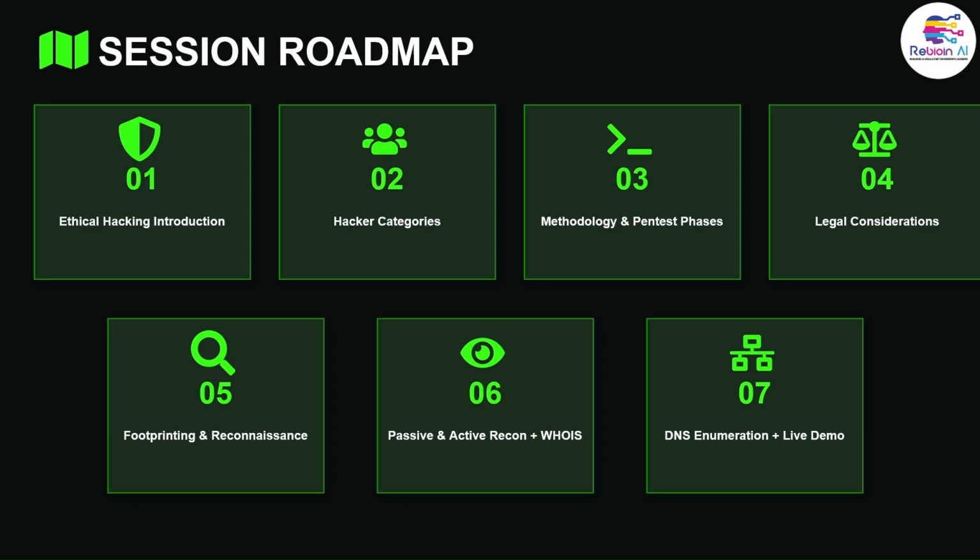First, let me show you our roadmap for today's session. Exactly what we will cover in the session and in what order. We will start with the basics, what ethical hacking actually is and the different types of hackers, and then we will go into the methodology, the step by step process a hacker follows. After that, we will talk about something very important, the legal side, because this is where most beginners make dangerous mistakes. Then we move into the actual technical concept: footprinting, passive and active reconnaissance, Whois lookups, and DNS enumeration.